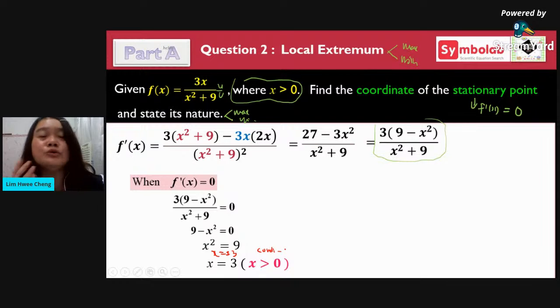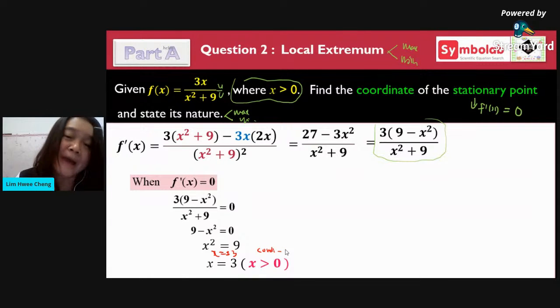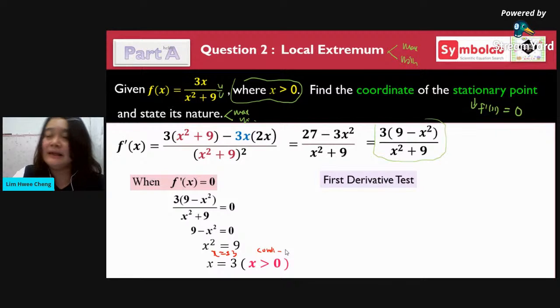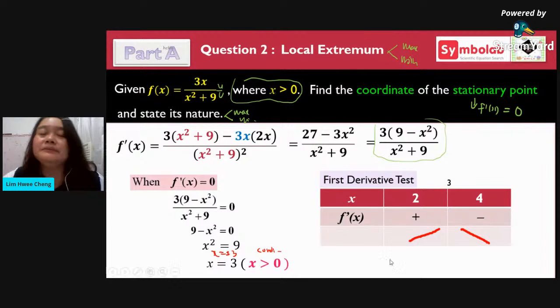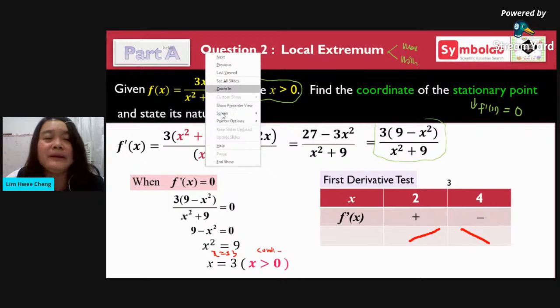Okay, since they ask you to state the nature, so sama ada you nak guna first derivative atau second derivative. So here I use the first derivative. So you must construct the table. You choose any value. Okay, you test. So when you test, class, you just use the calculator.